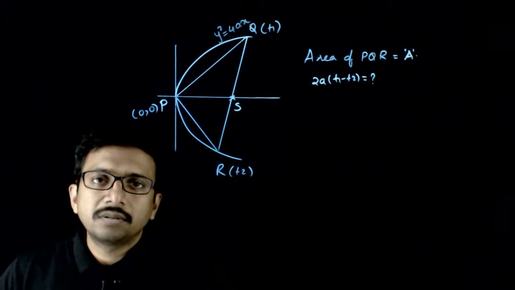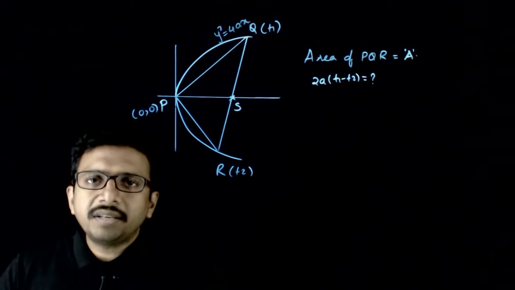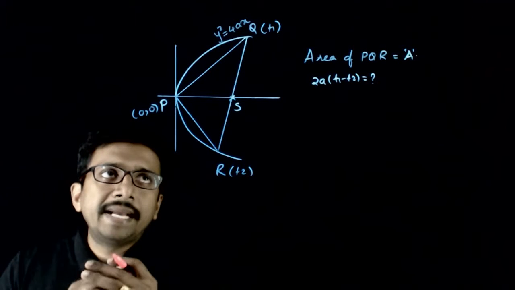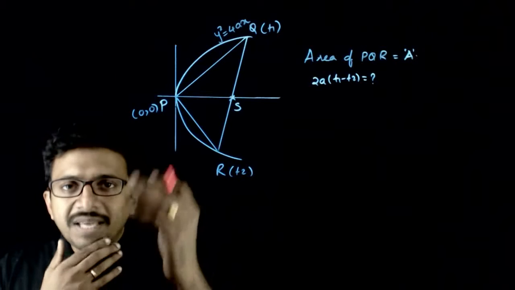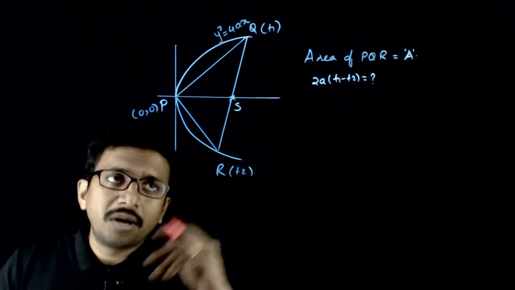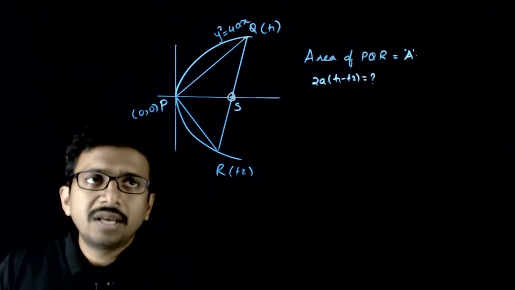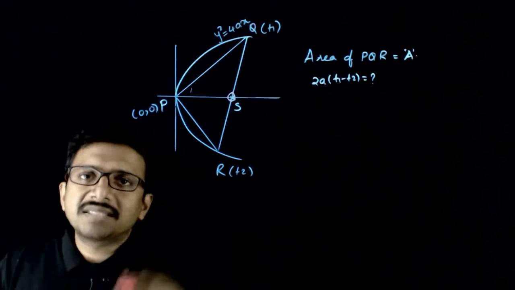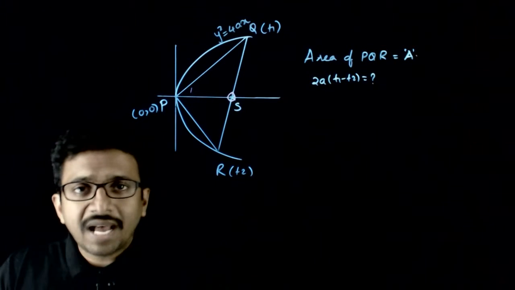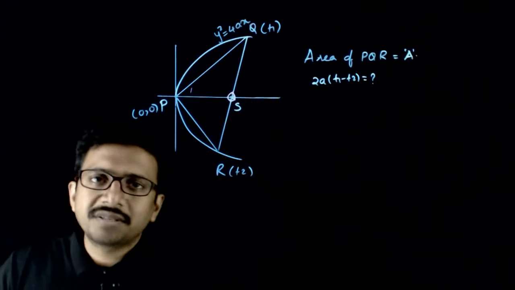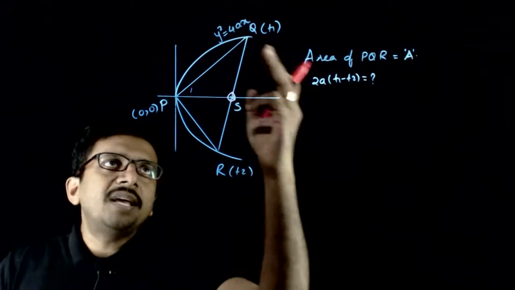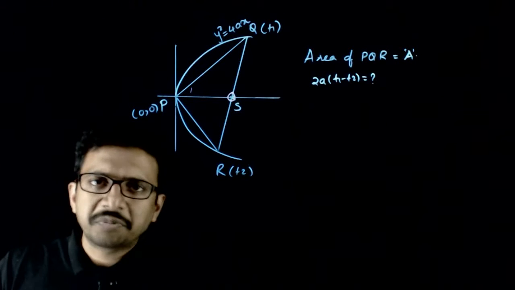So welcome students. In this question, you're given a parabola y square is equal to 4x, and P is the vertex of this parabola and QR is a focal chord, it passes through the focus, and the area of this triangle is given as capital A. You're asked to find the difference between the y coordinates of these points Q and R in terms of capital A and small a. So let us go about doing this problem.